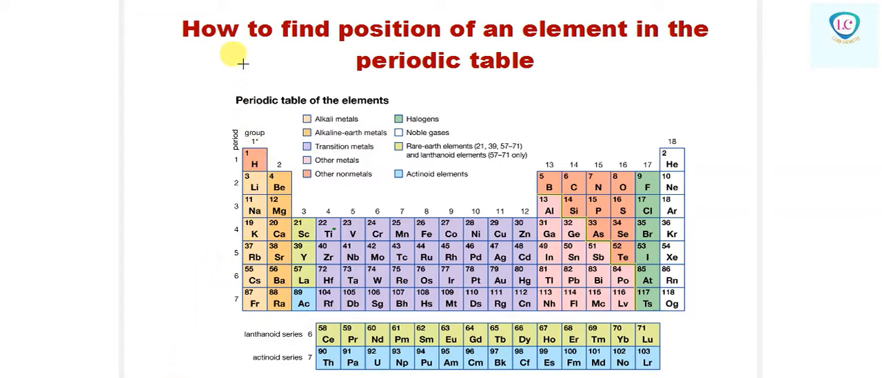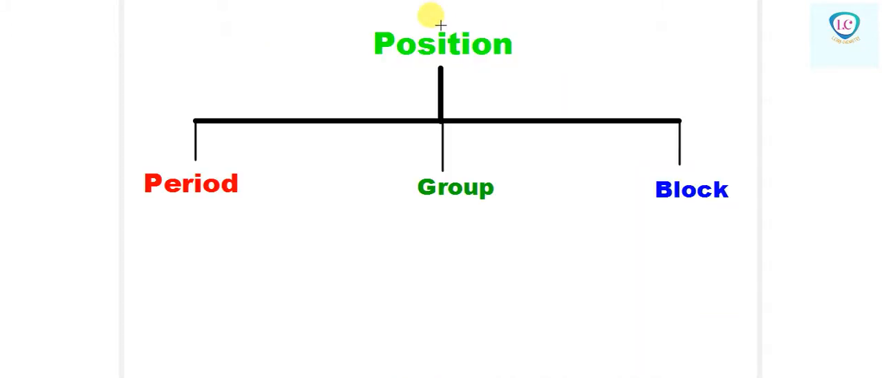Today we are going to discuss how we can find the position of an element in the periodic table if we are given its atomic number or we are told about its electronic configuration. So let's start our today's topic.